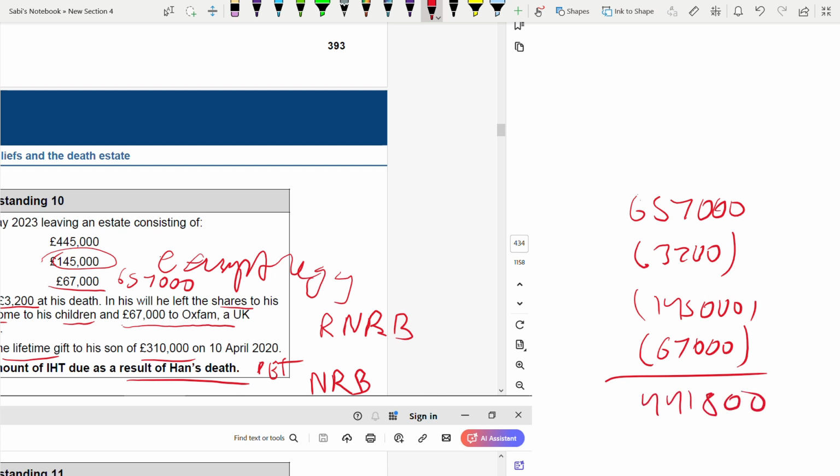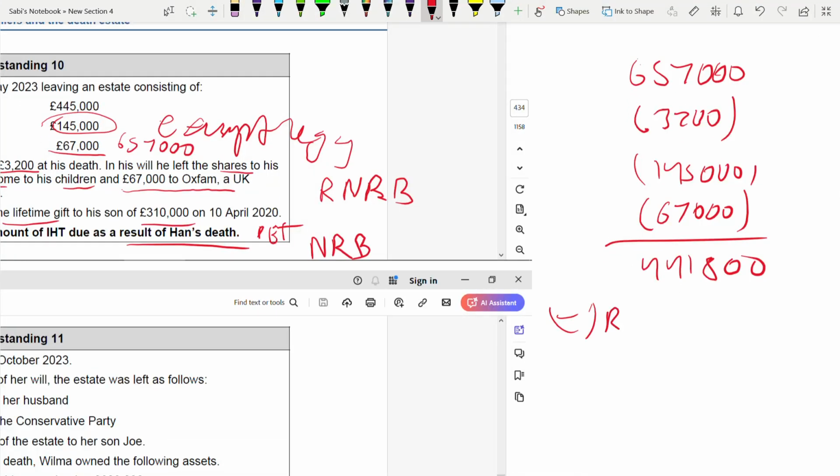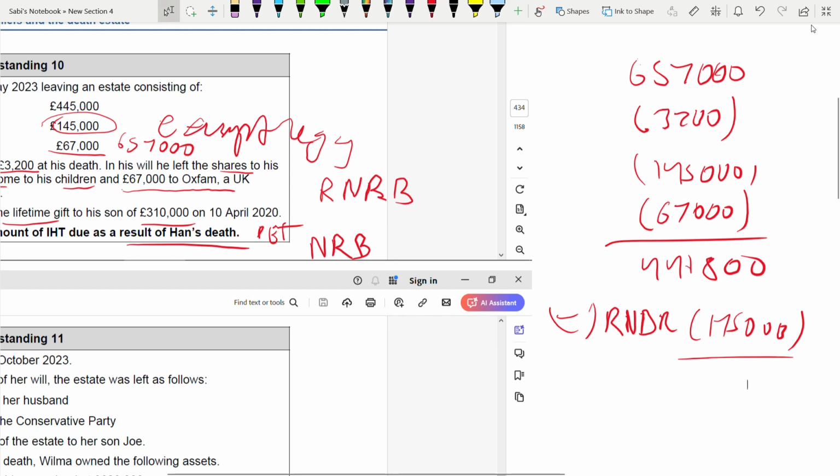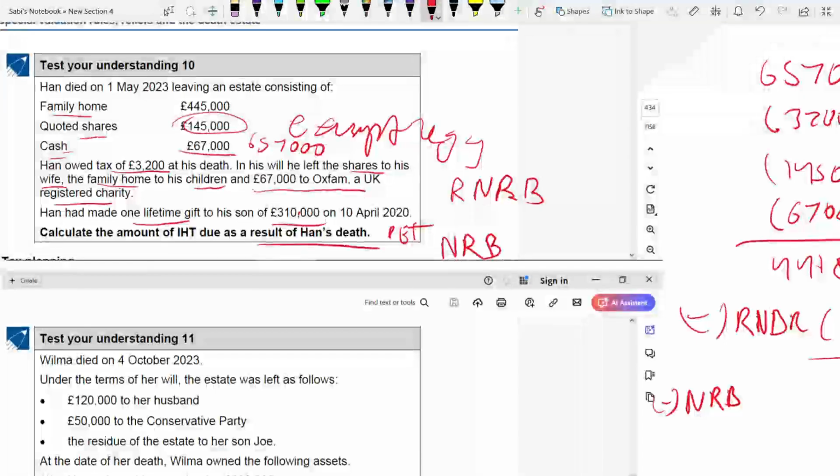Now you have to calculate IHT. To calculate IHT, remember, the gross chargeable estate is this one. Do not forget, first deduct the residence nil rate band before you deduct the nil rate band. It's how much? 175,000. This amount is less than 2 million. And the nil rate band you have utilized because you made one lifetime gift of how much? 310,000. But from this 310,000, don't you have to deduct the annual exemption? You have to deduct annual exemption: 3,000 current year, 3,000 previous year.